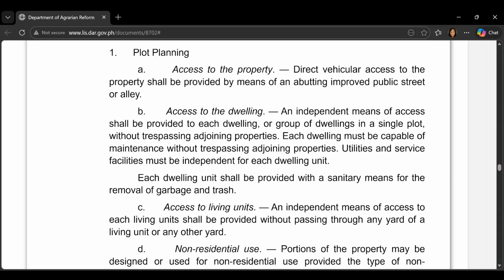C. Access to living units. An independent means of access to each living unit shall be provided without passing through any yard of a living unit or any other yard.